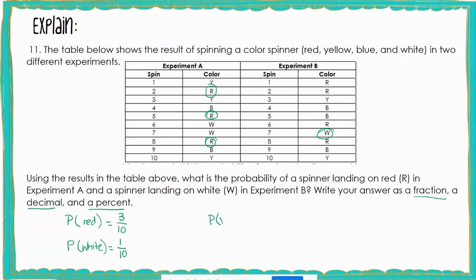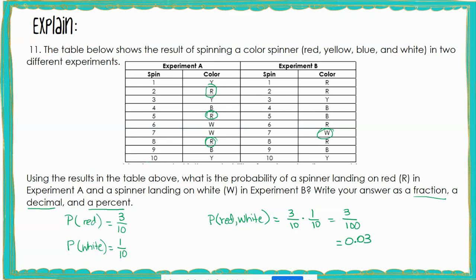So if I want to find the probability of landing on red in experiment A followed by white in experiment B, I would take the 2 probabilities and multiply. So 3/10 times 1/10. 3 times 1 is 3, and 10 times 10 is 100. So this is 3 over 100. But we need to remember that the problem asks for our answer as a fraction, a decimal, and a percent. To change 3 over 100 into a decimal, we would need to divide 3 by 100. Well, when we divide 3 by 100, we get 0.03.